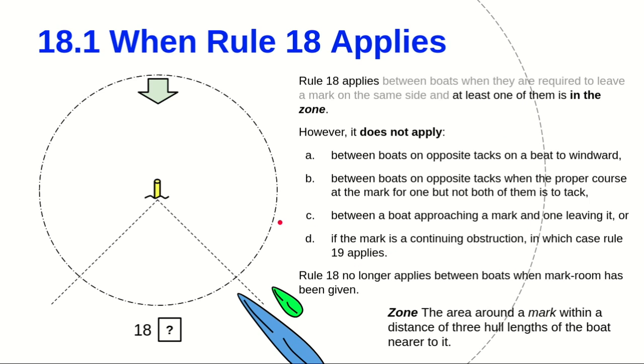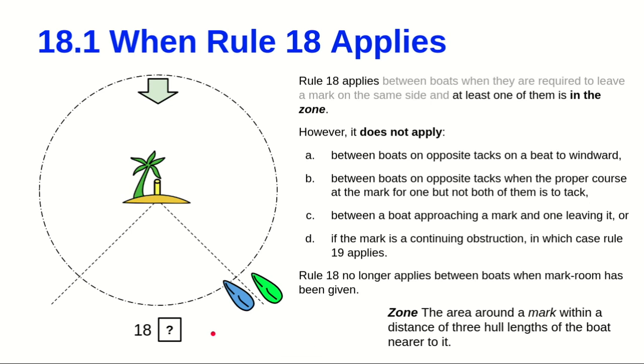In this case, these two boats have been in the zone for some time, and Rule 18 will apply to them. However, in this situation, where green's bow is forward of blue, green is now the closest boat to the mark. It's green's hull length that defines the zone, and these two boats aren't in the zone, and Rule 18 does not yet apply to them.